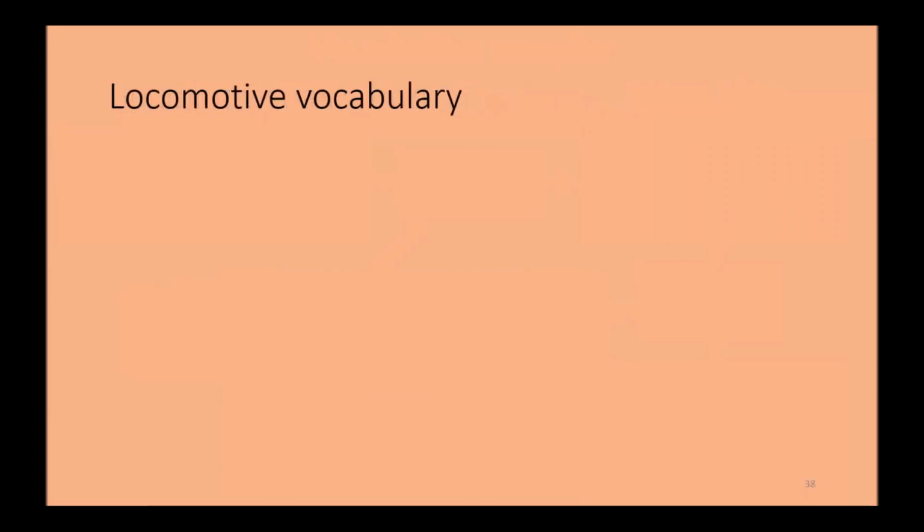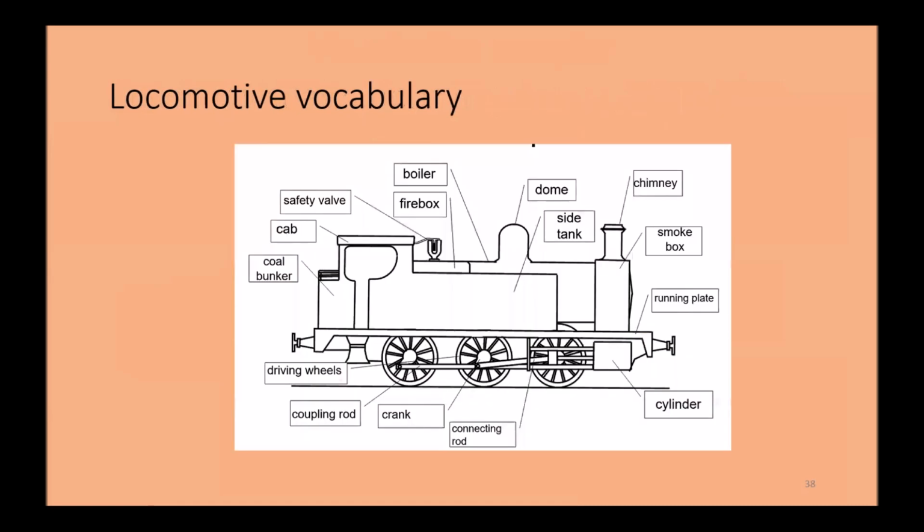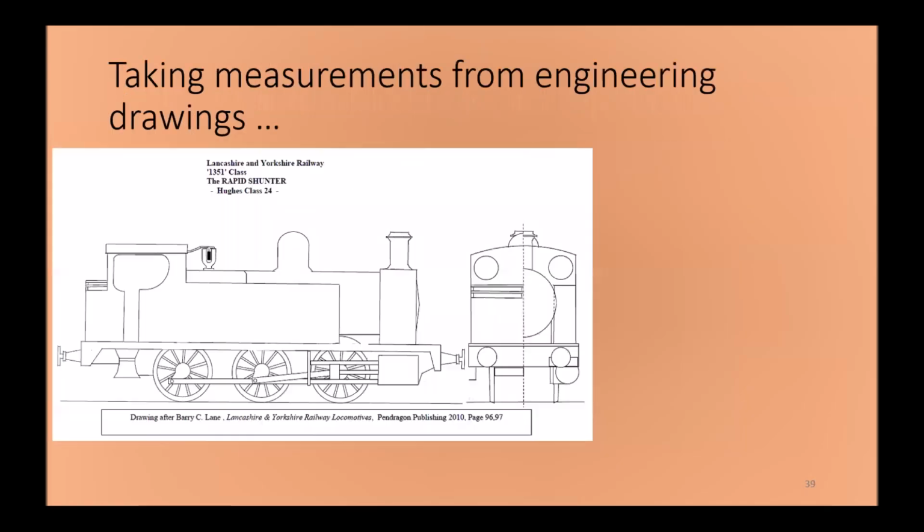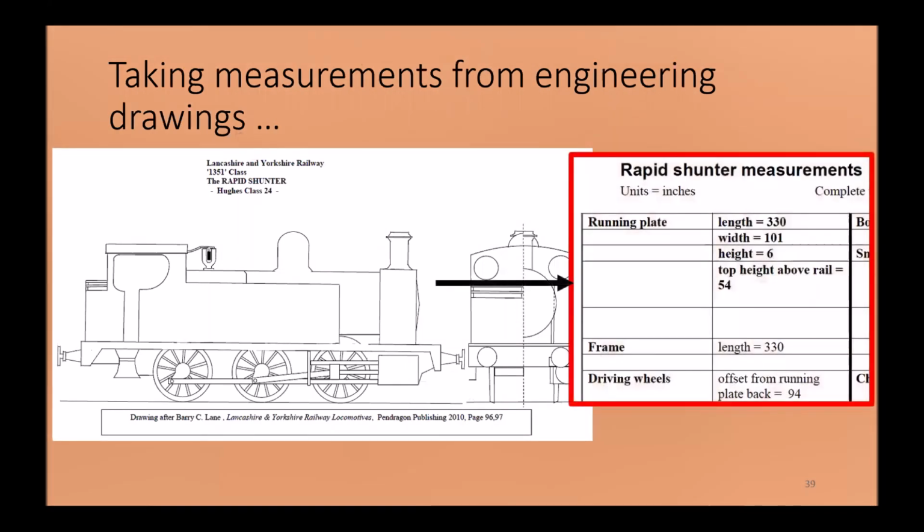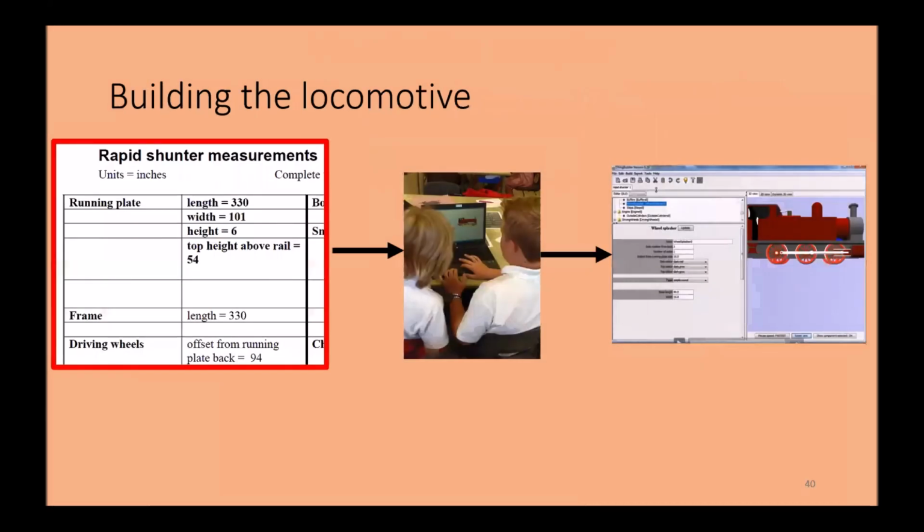The children learn the vocabulary and grammar of steam locomotives. They make measurements from simplified engineering drawings. They use the measurements to build the locomotives in ThingBuilder. It takes the children about 15 to 20 minutes to build a locomotive after a bit of practice. Here's a cut-down version of what they do.